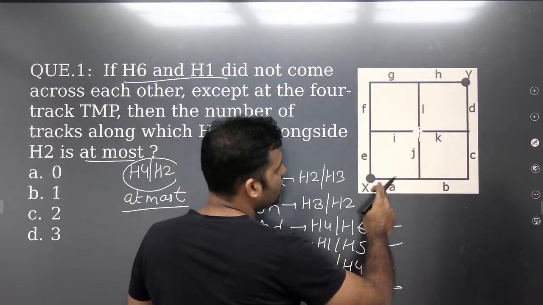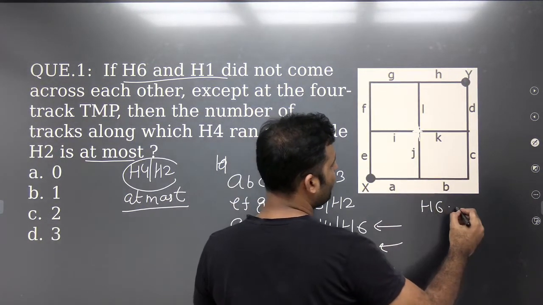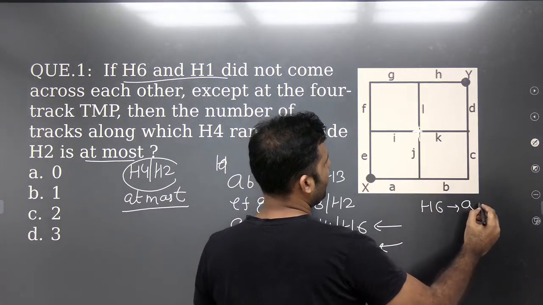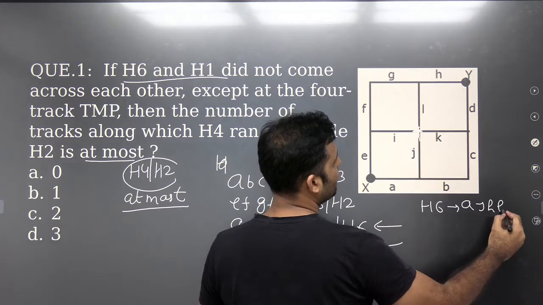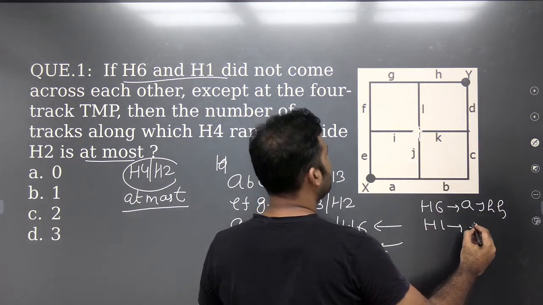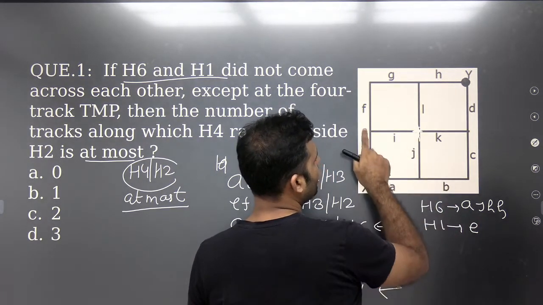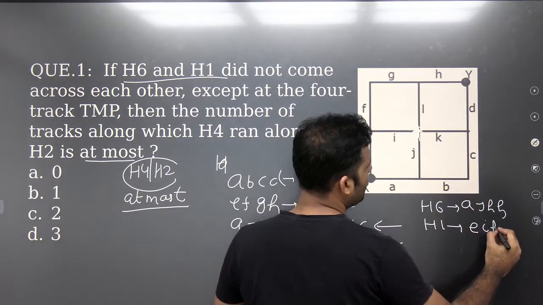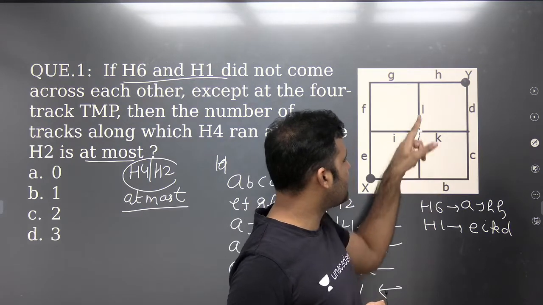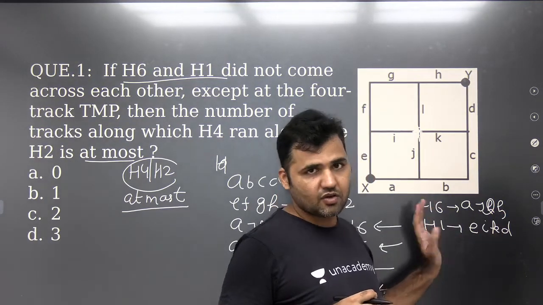Now see that if H6 and H1 are not supposed to cross each other, what is possible? H6 can use the path of A, J, L, H, and then H1 needs to follow E, I, K, D. So this will be the only option left for H1, right? If H6 is using A, J, L, H, then H1 will be using E, I, K, D. This is one possible case.